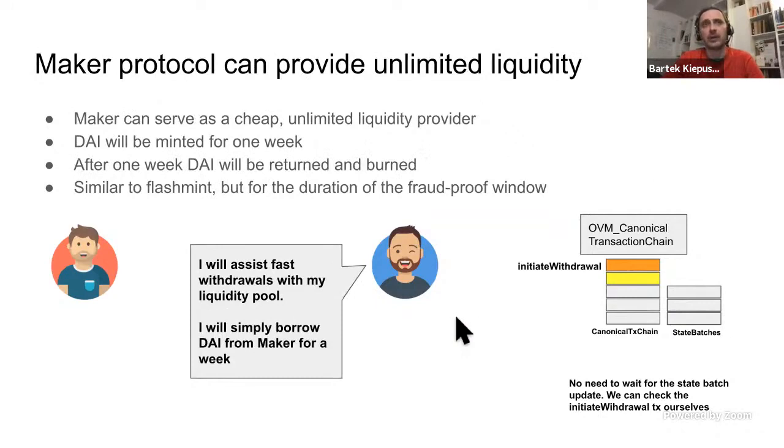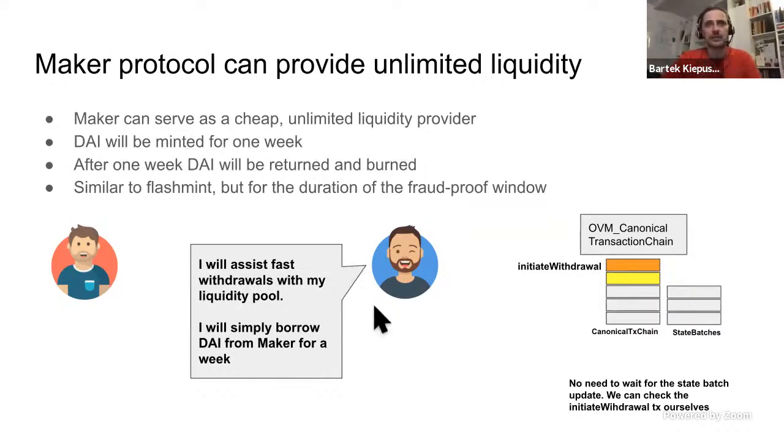How can we do better? Well, now we're going to the Maker protocol. Maker protocol actually can provide virtually unlimited liquidity. A Maker protocol can mint DAI using whatever is available as collateral. It's up to the governance of the Maker protocol, but it can actually serve as a cheap liquidity provider. And the intuition would be to simply mint DAI for 1 week and give that DAI to the end user.